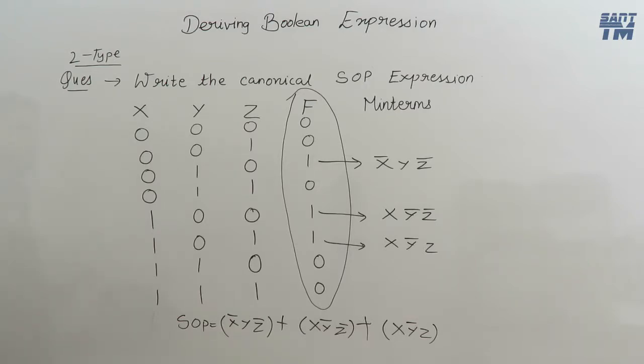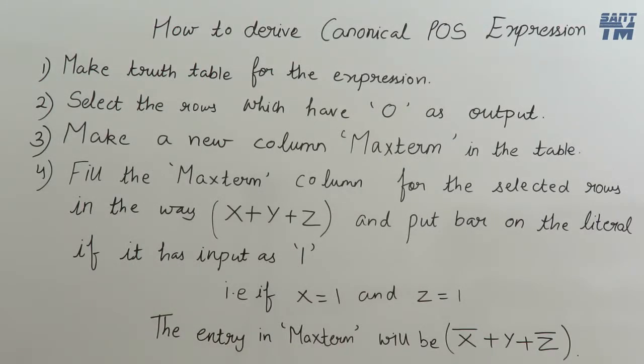Now we will move on to POS, product of sums. Now we will learn how to derive canonical POS expression. Previously we learned how to derive canonical SOP expression. Now we are doing POS. So these are the 4 steps that are required. As in case of SOP also we considered 4 steps, there are 4 steps for POS expression also.